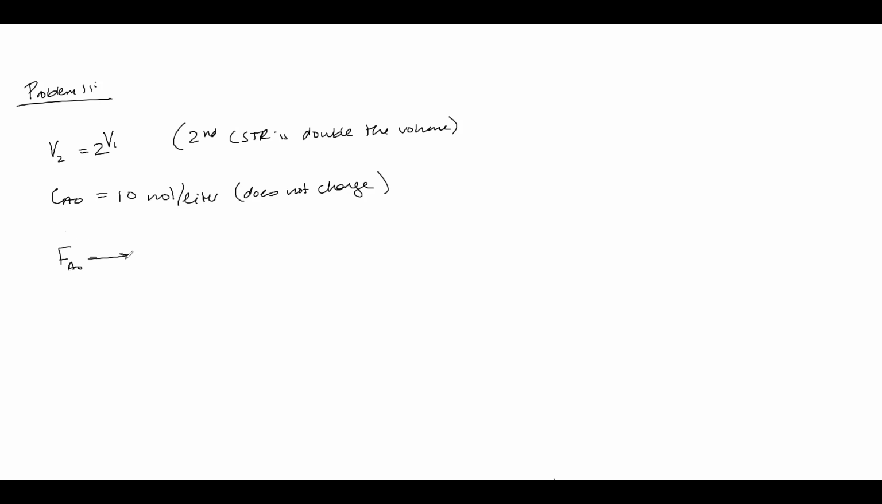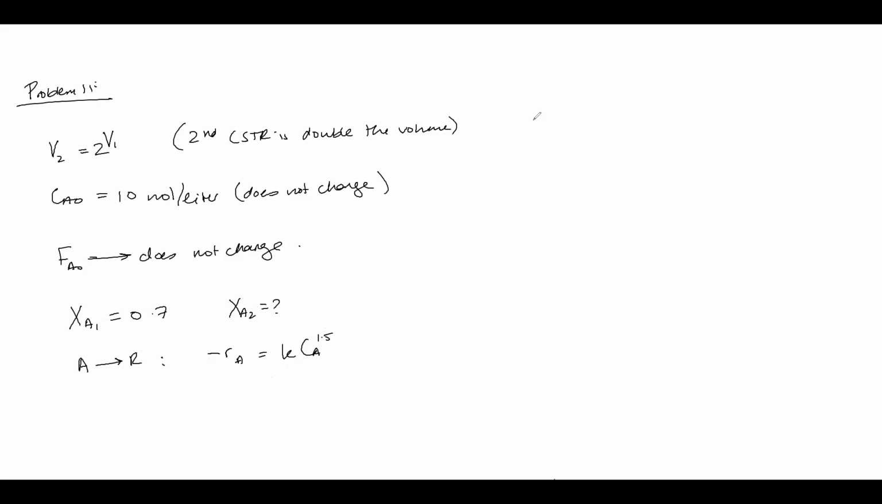And again, this does not change either. And you're being told that XA1 is 0.7, and the reaction is A goes to R, and minus RA is equal to K CA to the 1.5. Okay, and I basically need to find XA2, right, in the CSTR which is twice as big.